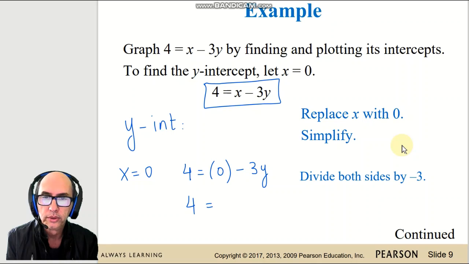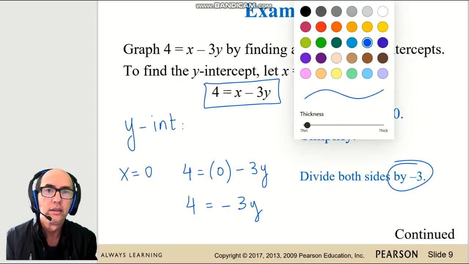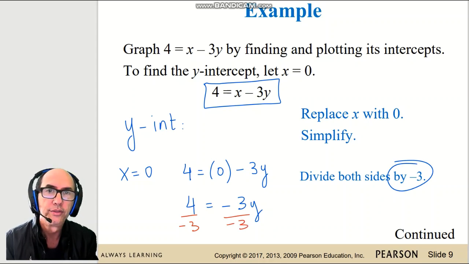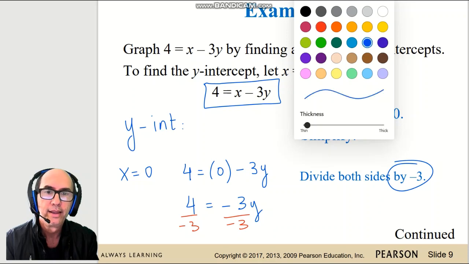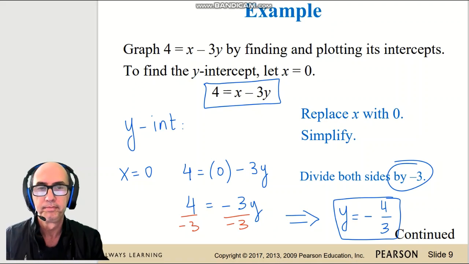4 equals negative 3y. Divide both sides by negative 3. This will cancel out the coefficient negative 3 on y. Therefore, y equals negative 4/3. This is the y-intercept.